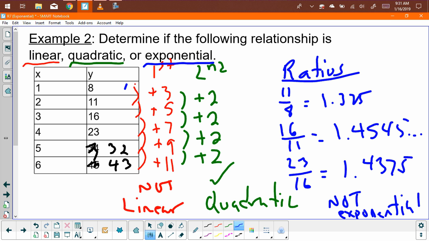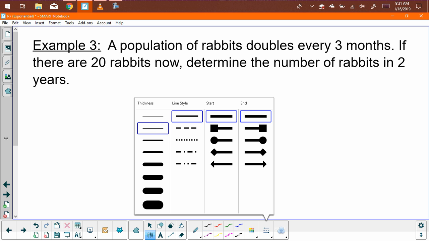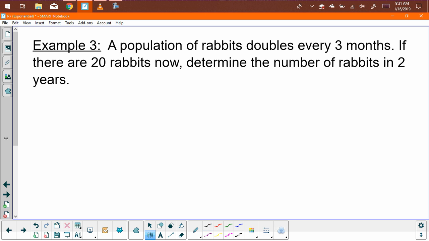For our last example, we're going to review how to fill in an equation for a word problem. A population of rabbits doubles every 3 months. If there are 20 rabbits now, determine the number of rabbits in 2 years. Given this equation, I don't expect you to develop it, but we'll talk about where it comes from here.